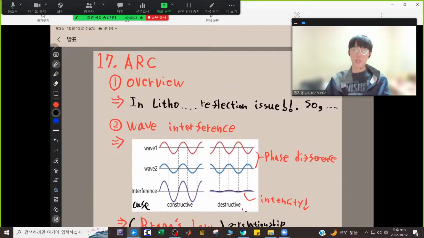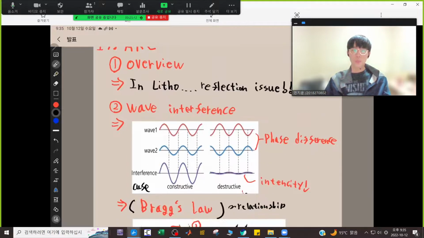Hello, today I will explain the fabrication process, continuing from the previous chapter. Part 17 is anti-reflection coating.